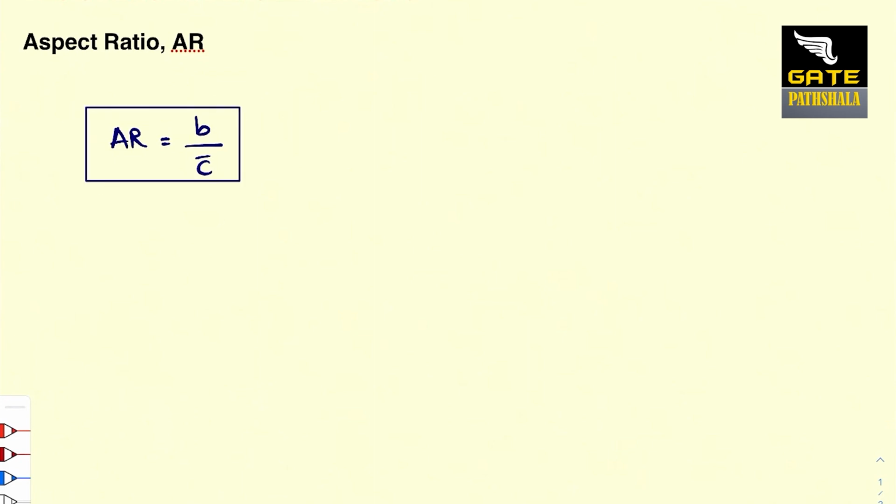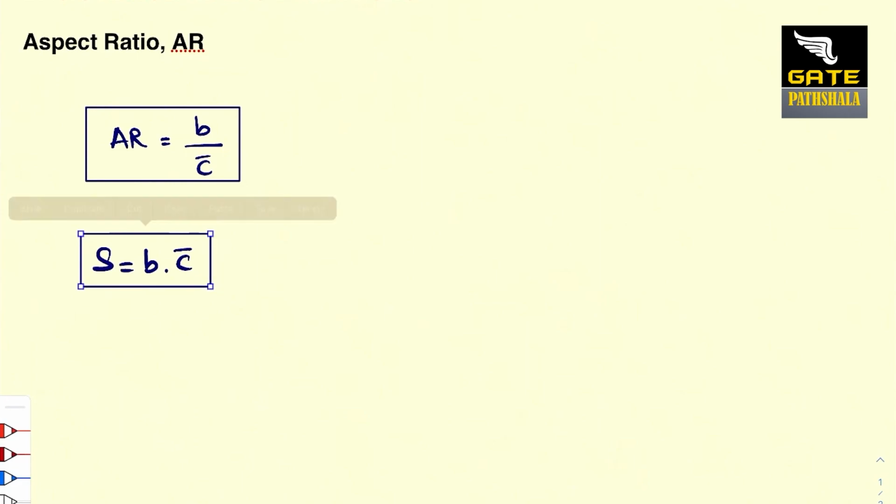So the wing planform area with a rectangular or straight tapered shape is defined as the span times the mean aerodynamic chord, S equals B times C bar, which is the wing planform area.